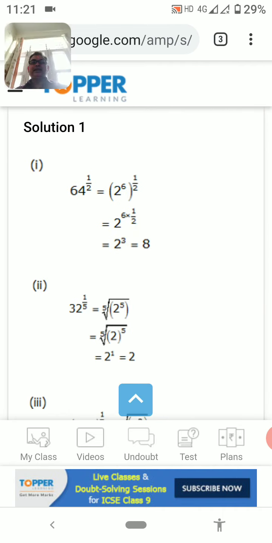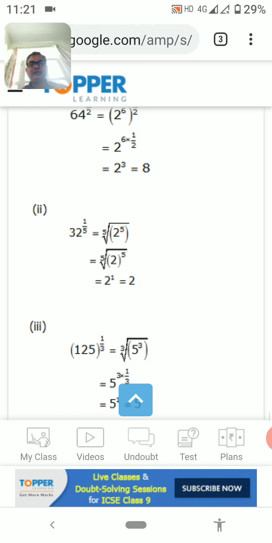Then some more examples of the number system. These examples are based on laws of exponents. 64 raised to 1 by 2. How to simplify it? 64 raised to 1 by 2. Simplify if asked. Then 64 means it is 2 raised to 6. Then 2 raised to 6 into 1 by 2 means it is 2 raised to 3, and 2 raised to 3 means 2 cube. 2 cube is equal to 8.